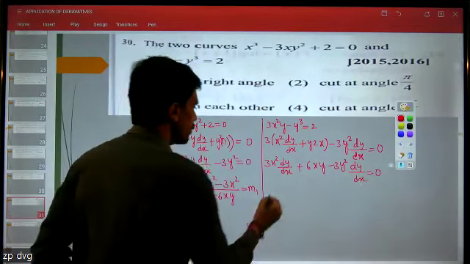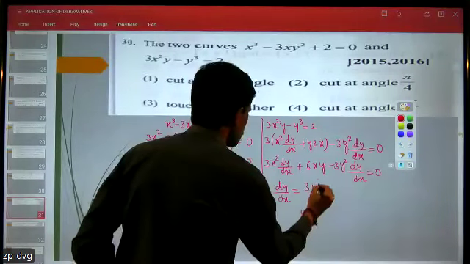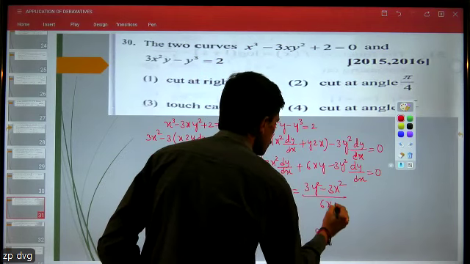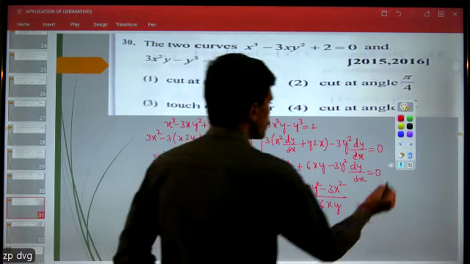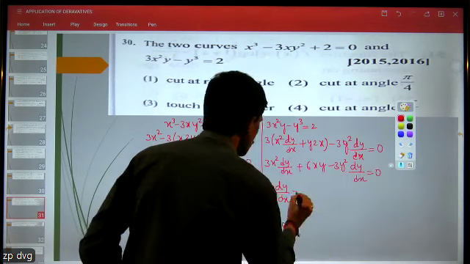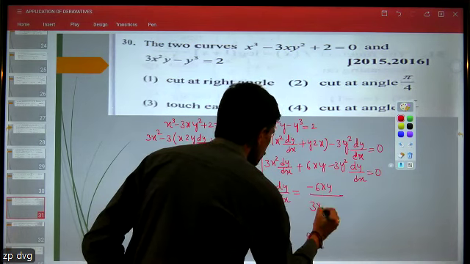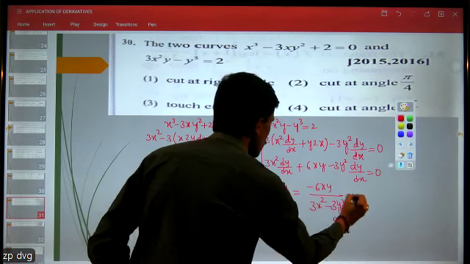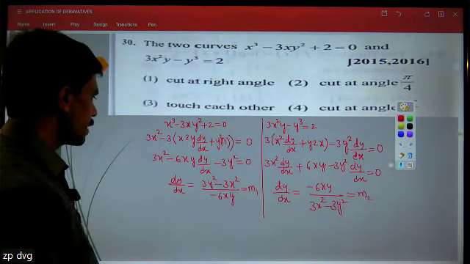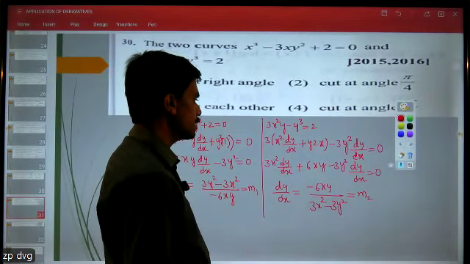We convert it into dy by dx. Sorry, so here dy by dx is minus 6xy divided by 3x square minus 3y square. Call it as m2. Okay. So plus 6xy goes to the other side and becomes minus 6xy, divided by 3x square minus 3y square.